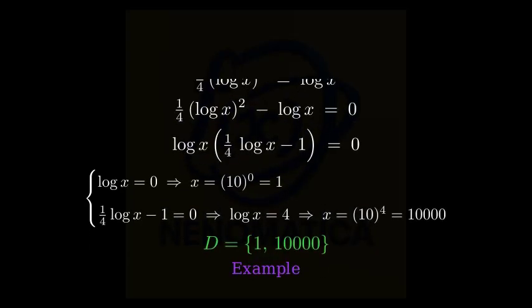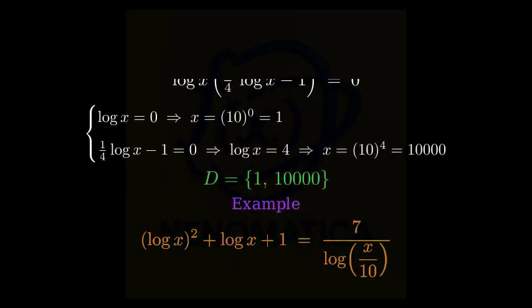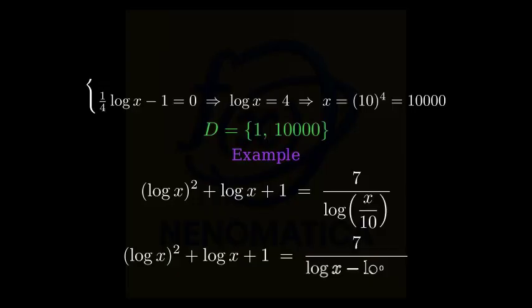Example 2. Solve the equation. (log x)^2 plus log x plus 1 equals 7 divided by log of x over 10. Again, we will follow the exact sequence from the algorithm. Step 1. Use the quotient rule for logarithms. Log of x over 10 equals log x minus log 10.